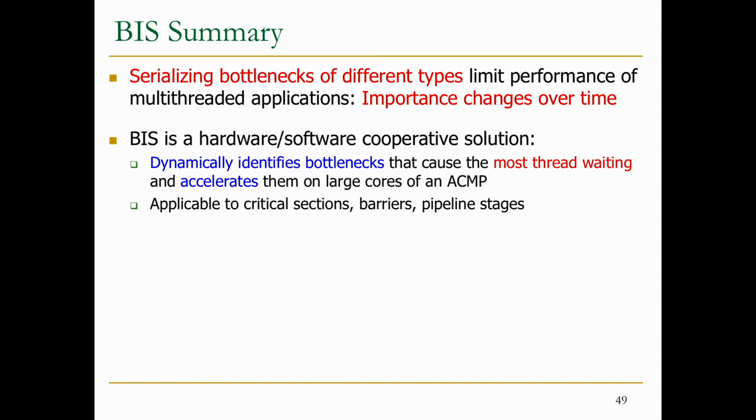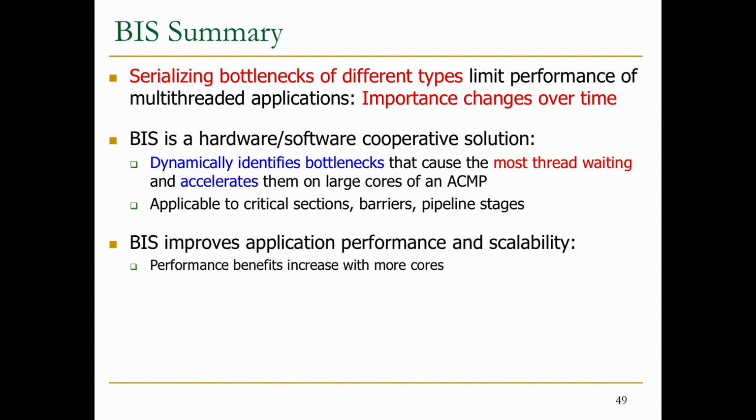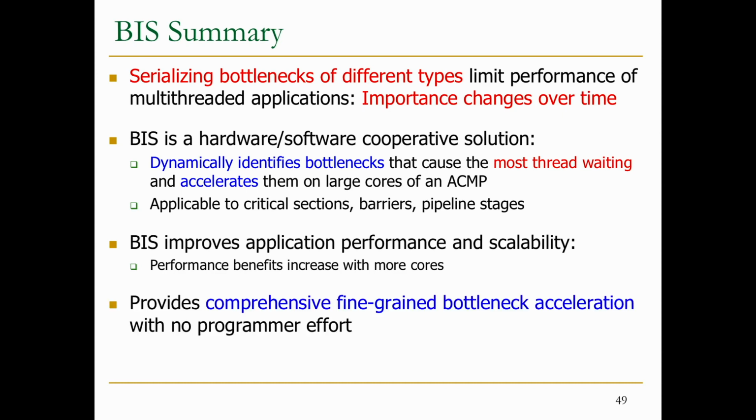And it's really applicable to critical sections, barriers, and pipeline stages, but it's really applicable to anything that you encapsulate with bottleneck call, bottleneck return, and bottleneck wait instructions. You can do it on any part of your program, I think. Although clearly we didn't test it with any part of the program. And the results are it improves application performance and scalability, and the performance benefits increase with more cores.